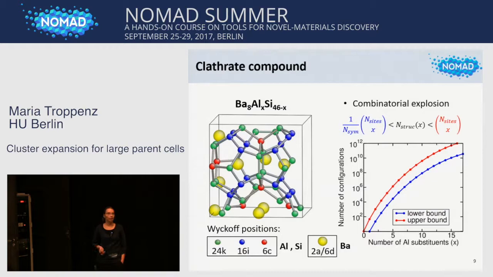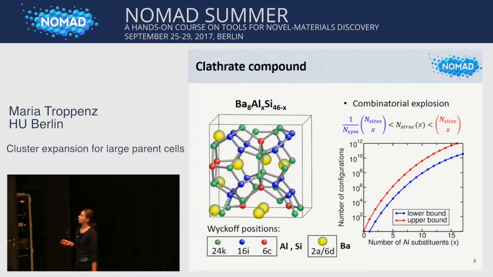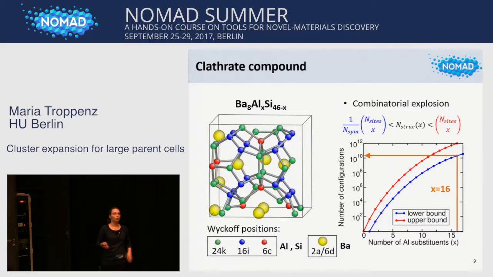The main challenge to study the clathrate compounds is to find the stable structures and determine for each composition, for each aluminum content, where the aluminum sit inside the host structure. We have a huge configuration space for each composition, and there are some estimates for the number of configurations per aluminum content. An upper estimate is given by the binomial coefficient, and the lower estimate is given by the binomial coefficient divided by the number of symmetries of the parent lattice. And one can see for the charge compensated structure we have already over 1 billion possible structures.